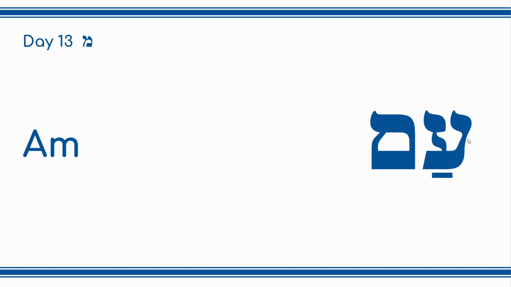So this has no sound. So what we're going to do is look down to see what vowel ayin is paired with, and it is a patach. So it makes an ah sound. Combined with this, you just get the ah sound. Then you look at the next letter, that's mem. It makes an m sound. So you go ah, am, and you get the word am. And this word means people.